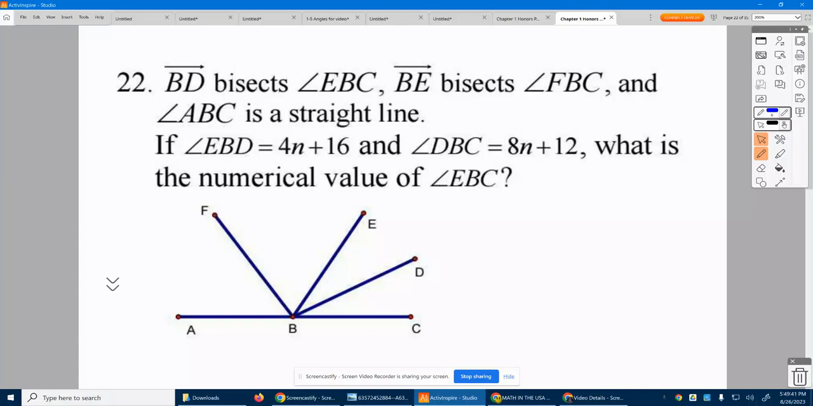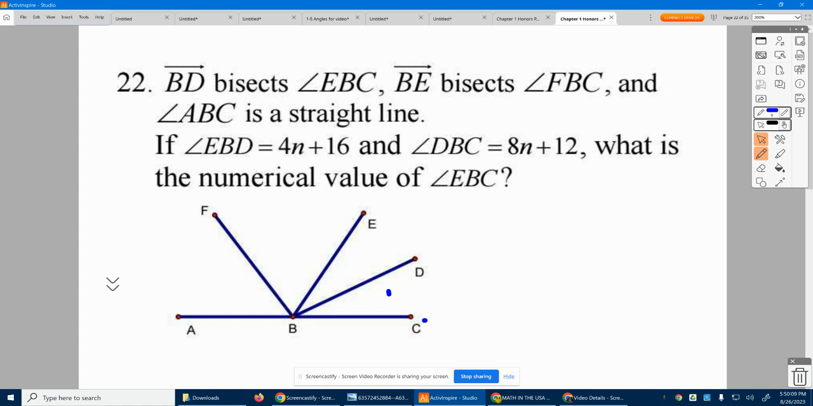22. This looks like a little difficult of a problem. Let's see. BD bisects EBC. So here's EBC. He bisects them. So that angle and that angle are equal. Then it says this guy bisects this angle. So that means this and this are going to be the same. So we have just a bunch of bisections here with them all. So we know a couple of these guys are equal. So let's see if that information is going to become handy.